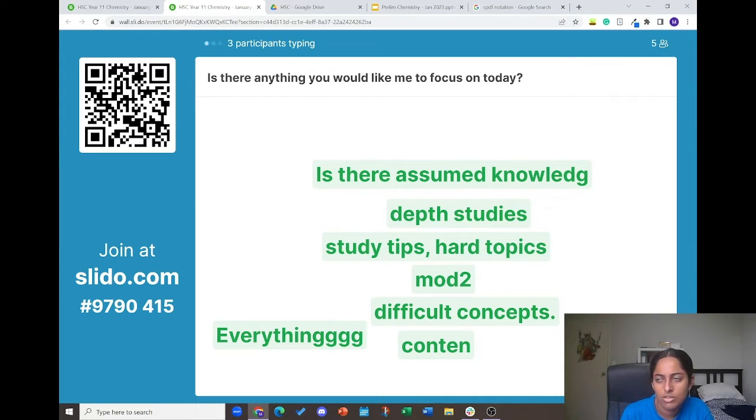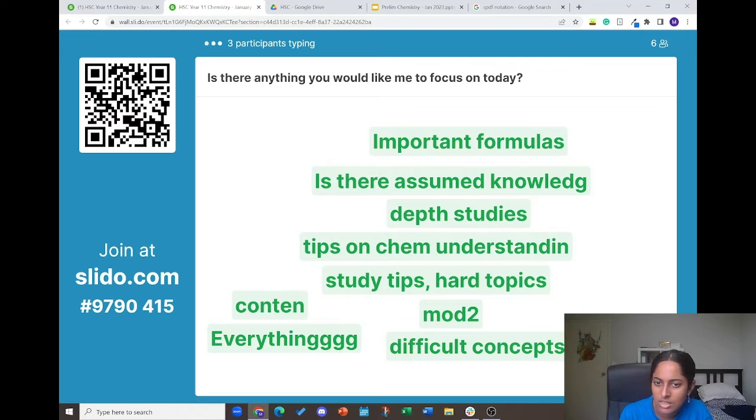Is there assumed knowledge? No, not really. Even if you haven't really paid attention in year 10, let's say, you can always go into year 11 with full focus and be fine.